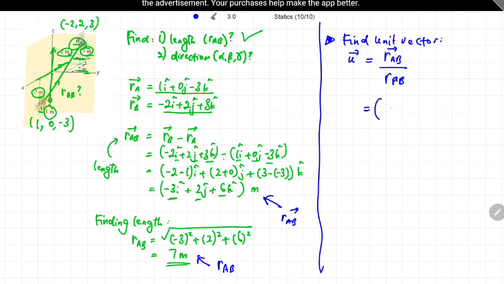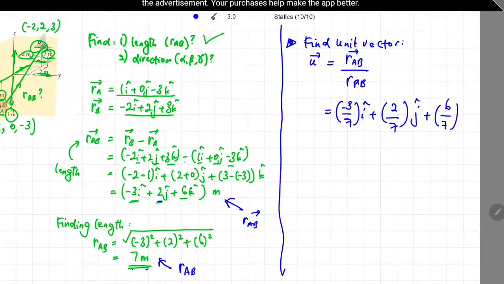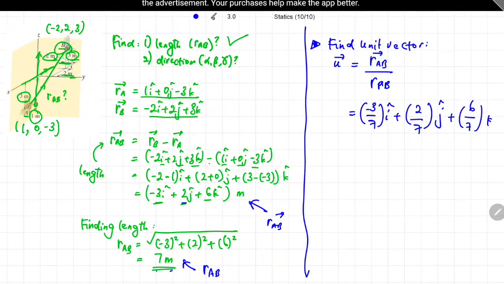Okay, notice the vector equation at I component is -3. So, kita letak sini and then we have to divide with the magnitude of the position vector which is 7. So, this is the value in the direction of I. And then, for the J direction, the magnitude is 2. And then you divide with the magnitude of the position vector which is 7. And along the K direction, the magnitude is 6. And then you have to divide it with the magnitude of the position vector which is 7. So, this would be the equation for the unit vector.